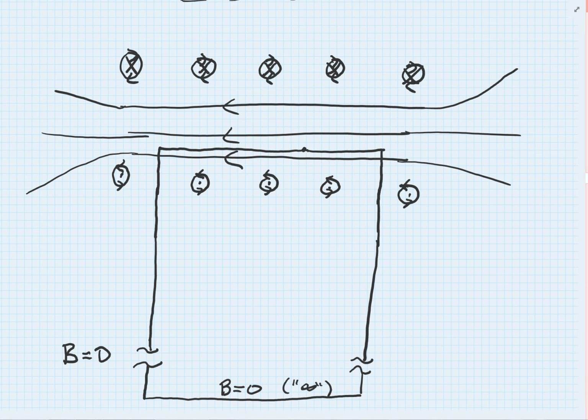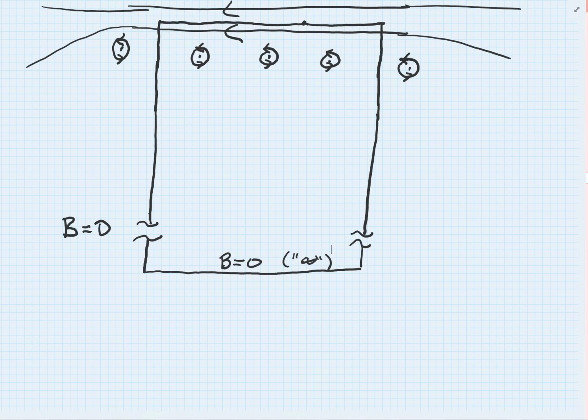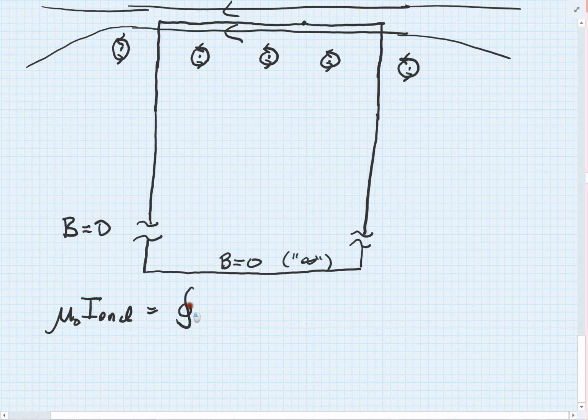Okay, now I've got a complete loop, and I can carry out Ampere's law. So let's write down Ampere's law in this case. Once again, what we have is that mu naught times the enclosed current equals the directed line integral around my path of B dot dl. Now, I've got to use right-hand rule number 2. This is a directed line integral. I have to pick a direction for my path.